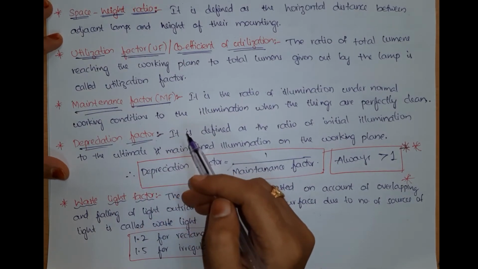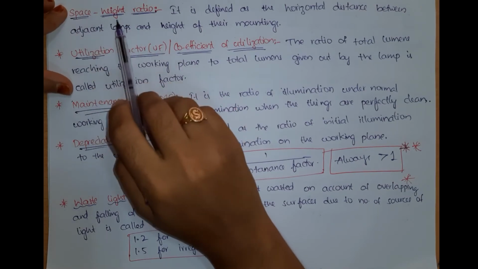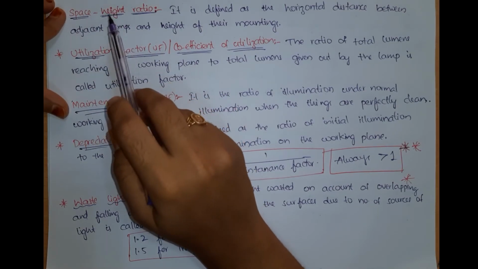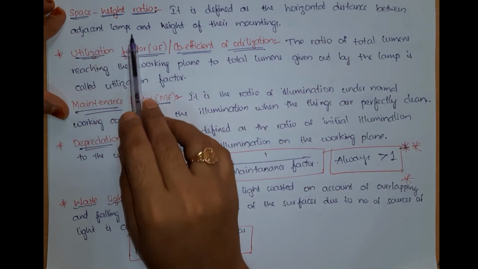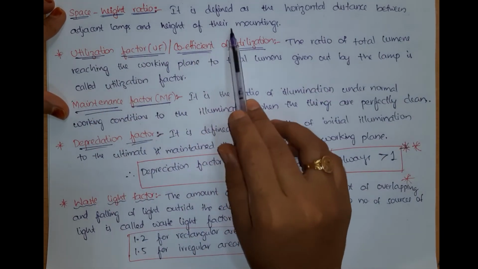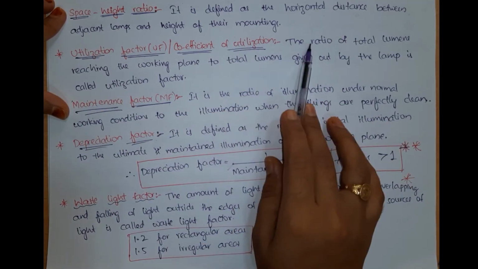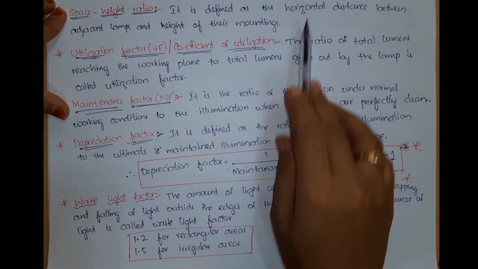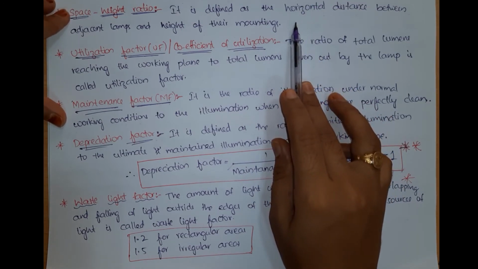Next, coming to space height ratio. As the name itself says, it is the ratio of space and height, but of what? Let us see. It is defined as the horizontal distance between adjacent lamps and the height of their mountings. That is, the space between two adjacent lamps and the height at which they are placed. That is called space height ratio.